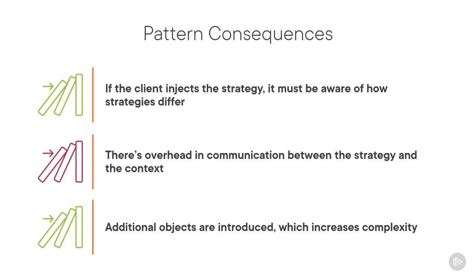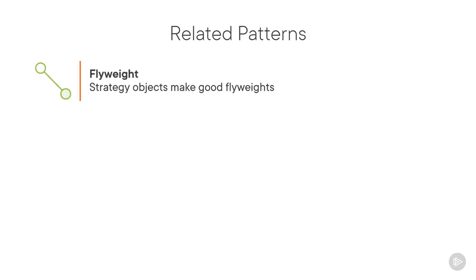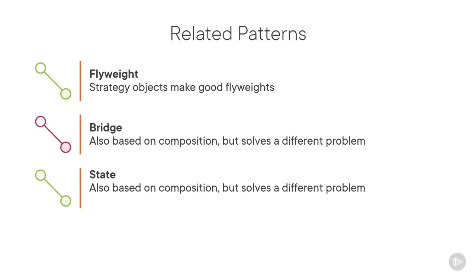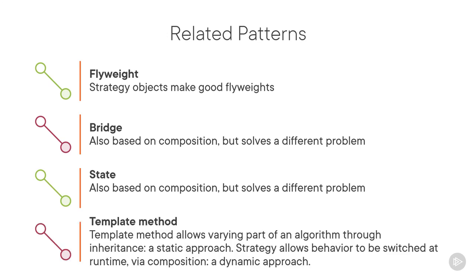Let's have a look at the related patterns. The Gang of Four only defines one related pattern, the flyweight. That's because strategy objects often make good flyweights. But there's more than just this related pattern. Strategy, bridge, and state are all related and they look similar because they are all based on composition, but they solve different problems. The strategy pattern is also related to the template method pattern.